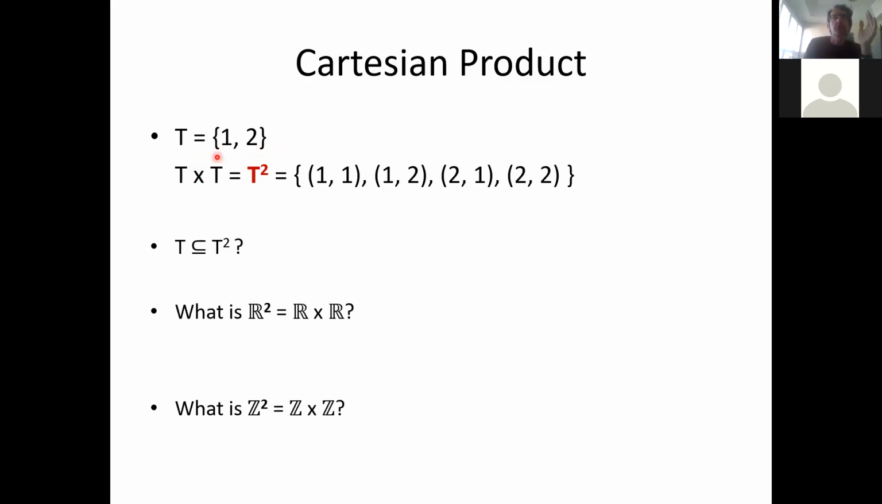Okay, another example. Can we take a Cartesian product of a set with itself? Yes, it is actually denoted using the power notation. Just like in arithmetics, when you multiply T by itself, that's called squaring. So if T is this set of two digits, 1, 2, what is this Cartesian product? It's a set of all pairs whose first element is either 1 or 2, and the second element is also either 1 or 2.